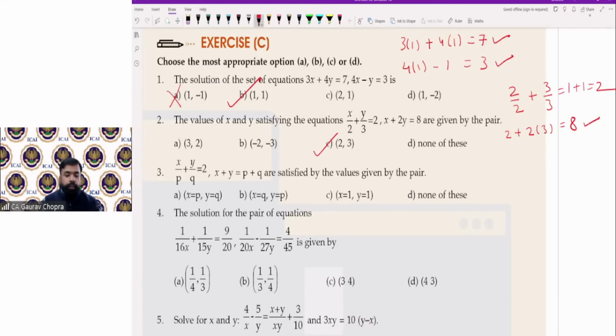Now, let's try the next one. Third. Third is again very, very easy. You can see x upon p plus y upon q equal to 2. So exactly if you put p in place of x and q in place of y, you will get 1 plus 1, that is 2. And second equation also, x plus y, you will get p plus q, that is also verified. Okay.